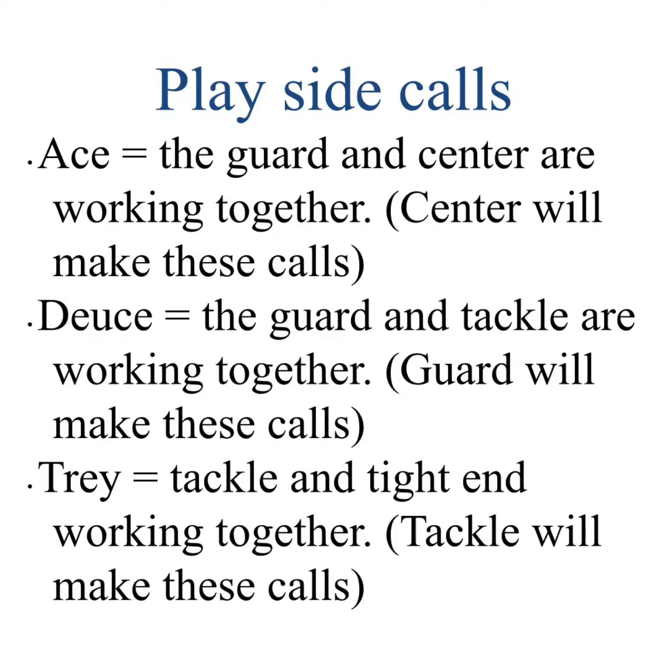The next play side call that we have will be our deuce. On that, this will be a call that the guard will make, alerting the tackle. So once again, it's a play side call. So if you're running the ball to the right, this would be your right guard and your right tackle. The guard would be making this call to alert the offensive tackle that they're going to be working together on this combination block for this select run play.